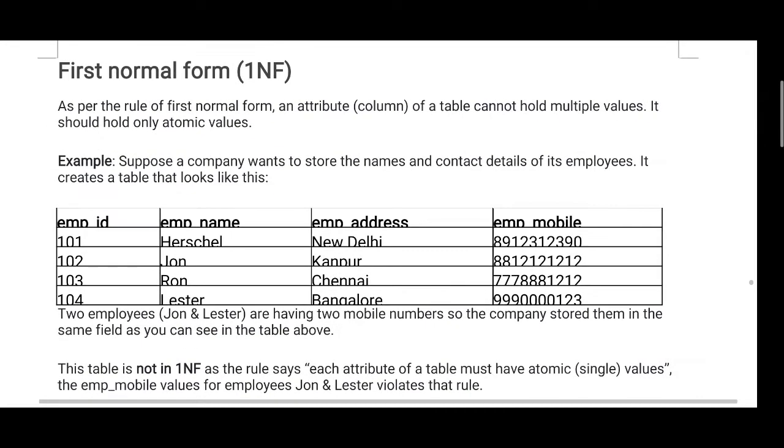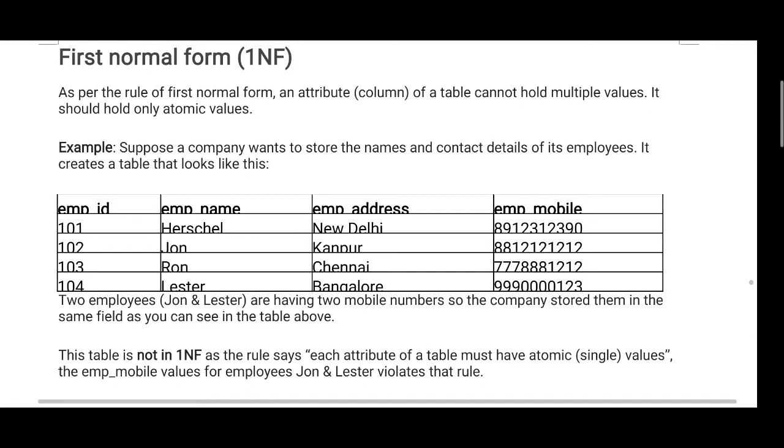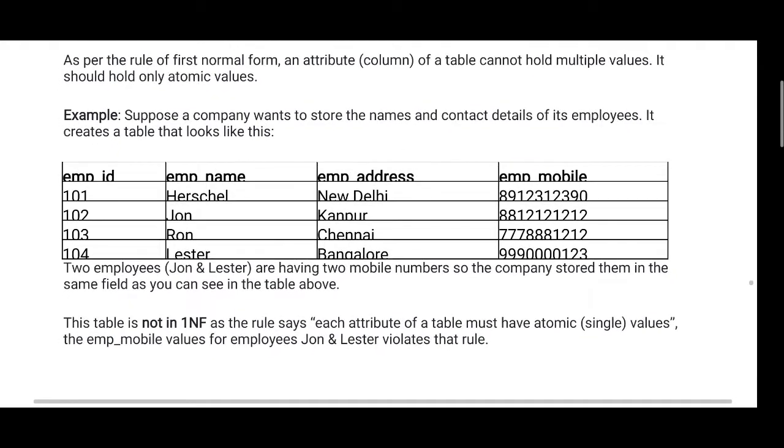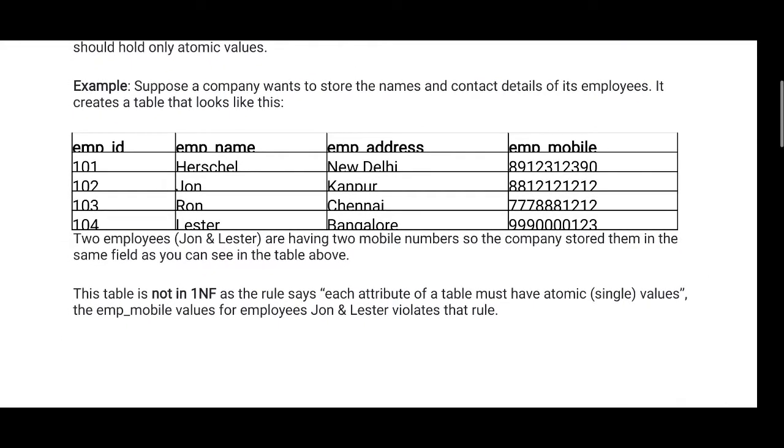The concept of first normal form is an attribute of a table cannot hold multiple values. That means each row and column contains a single value. For suppose employee ID, employee name, employee address are given only as a single address, not more than two addresses. Mobile number also uses a single mobile number, not more than two numbers. That is, single value is allowed.